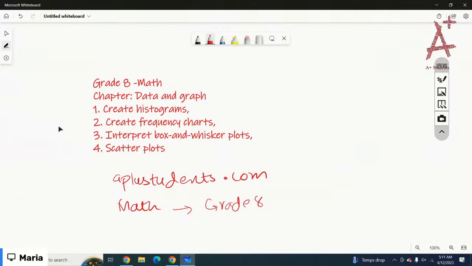You guys are in grade 8. I suppose you already know about these graphs, but if you still have any question, you can ask.